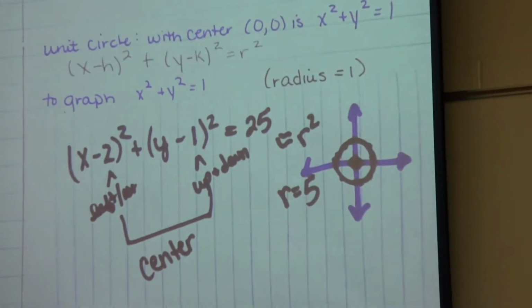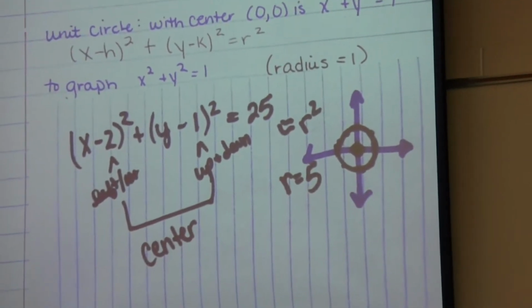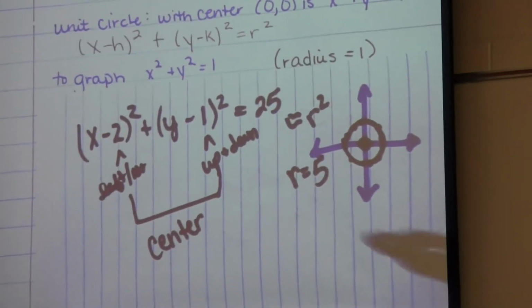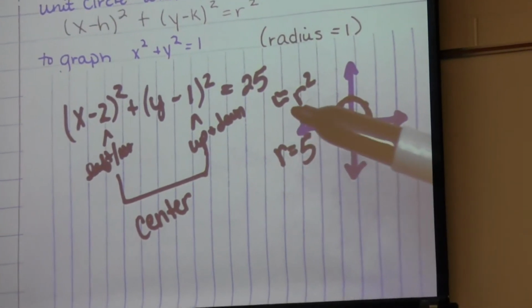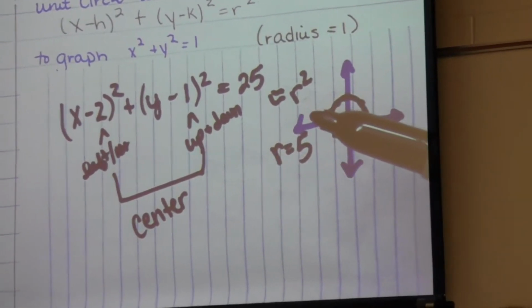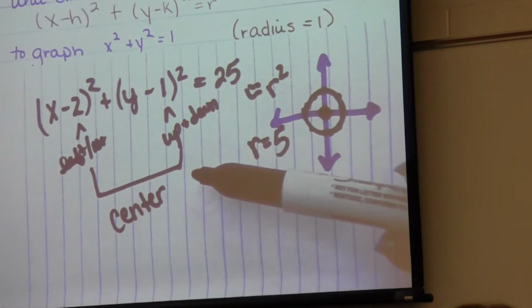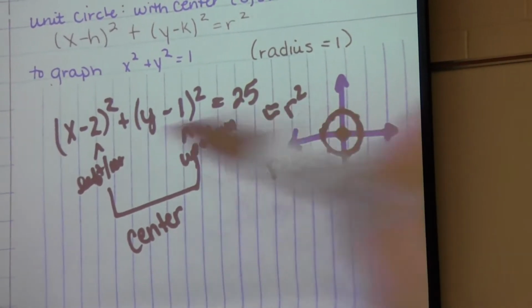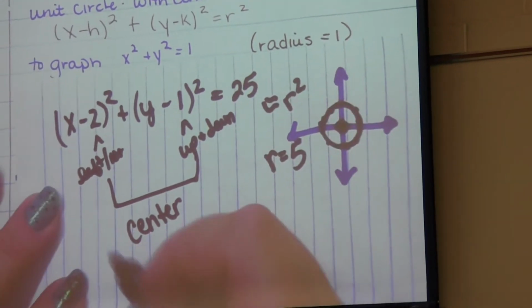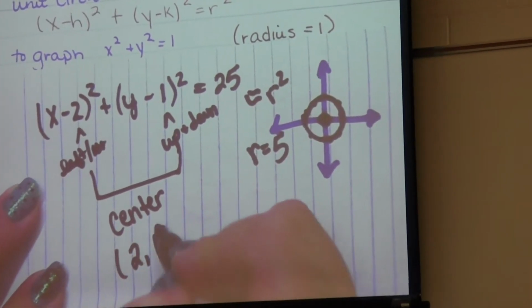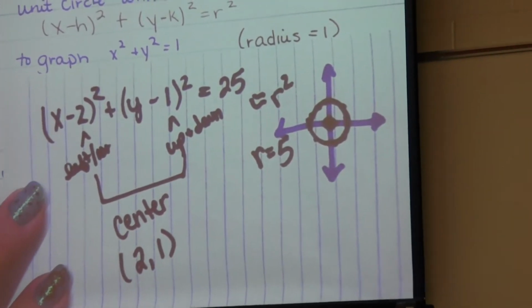And I know for sure on Thursday there's going to be a problem like that on your test. And it's going to say, what's the center of this circle? The center of this circle is what? 2, 1. And if I wrote it as an ordered pair, it'd be 2, 1.